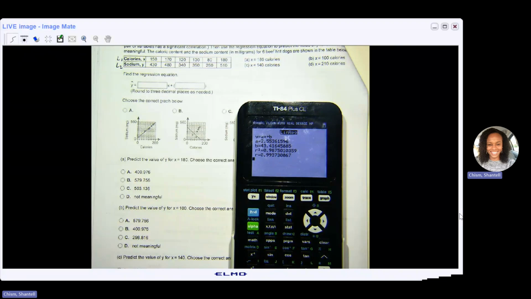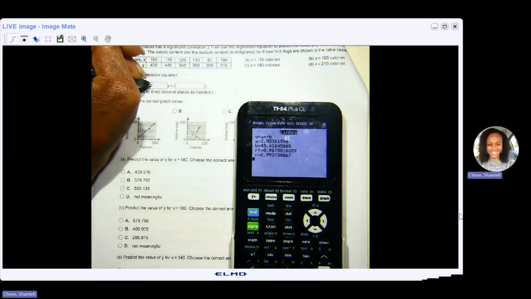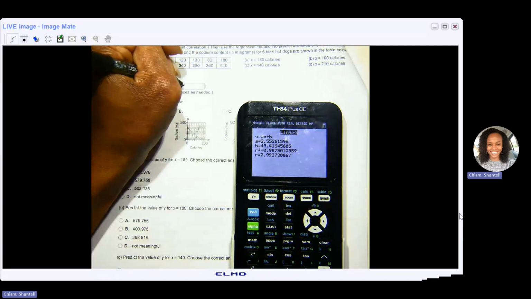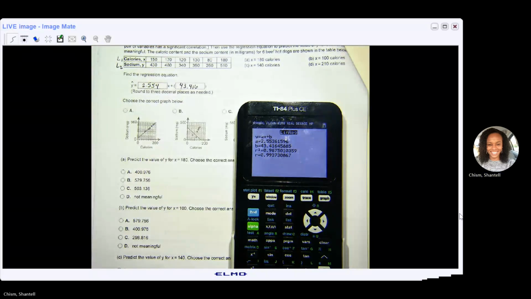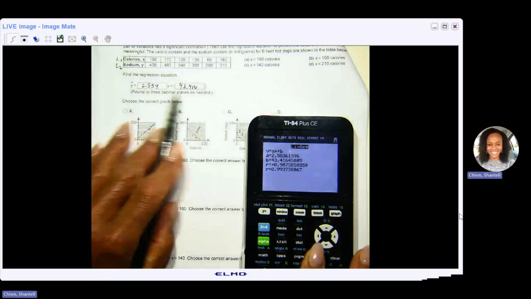So my slope is 2.554. We're told to round to 3 decimals, so 2.554. And my b, rounding that to 3 decimals, 43.416. Okay.